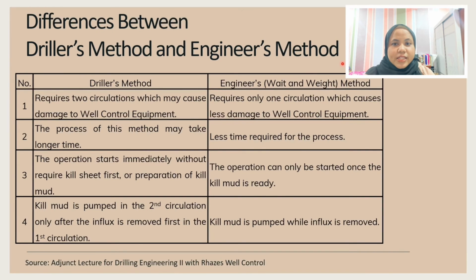Now let's look into the difference of these two methods that can be seen in the table. As mentioned before, driller's method requires two circulations for the process that may take longer time, which can cause more damage to well control equipment. Meanwhile, the engineer's method requires less time for the process as it involves one circulation, which causes less damage to well control equipment.